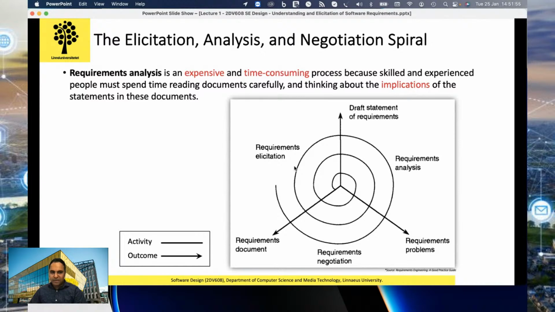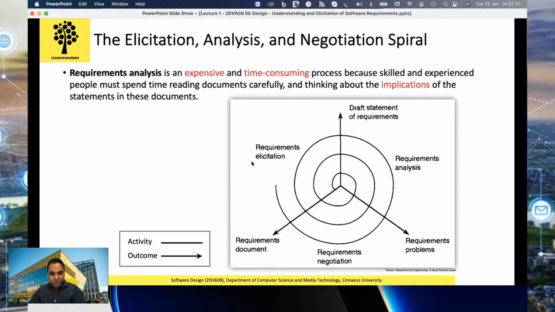But this can be viewed in another way. And we are spending more time on requirements analysis and negotiation, because once we created a requirements document, or once we develop the requirements, it's more expensive and time consuming than if we already clarify or make our requirements clear before we write the requirements document. So here is another view for the requirements analysis and negotiation.